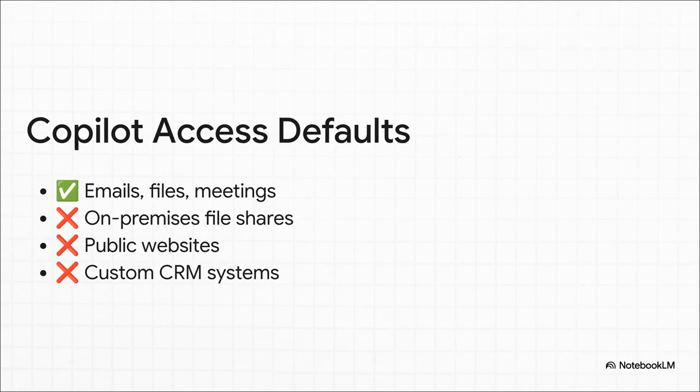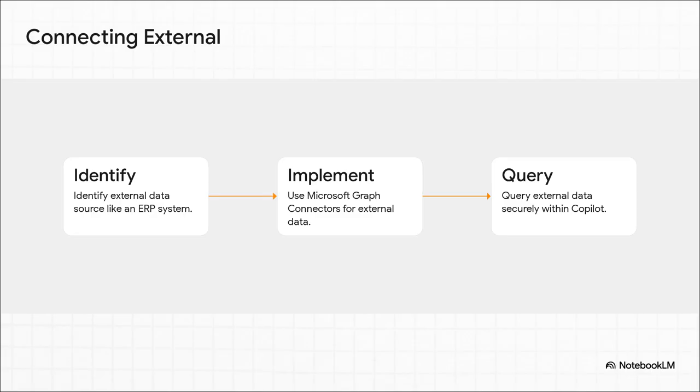And here is a very calming mantra for all the IT admins listening out there: the principle of least privilege. Copilot only ever surfaces content that the signed-in user is already authorized to see. If you don't manually have access to the HR payroll folder, Copilot is definitely not going to find it for you either. But wait, what if you actually want Copilot to see data outside of M365?